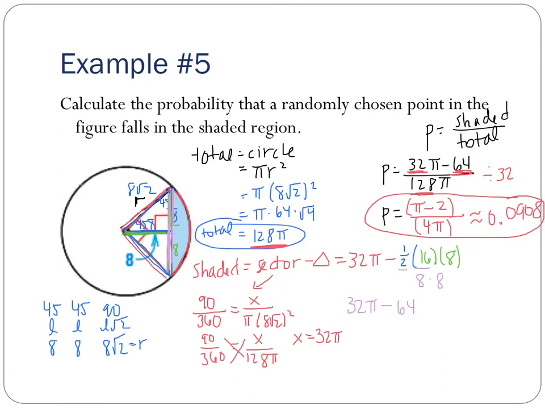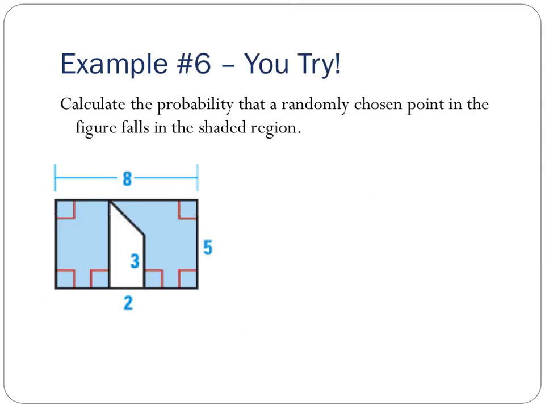Now, I know this is probably a little overwhelming because we're taking everything that we learned in the area chapter and shoving it into one. But I do have one example that I would like you all to do. Here's the example that you are doing. Calculate the probability that a randomly chosen point in the figure falls in the shaded region. So this is going to take you a few minutes, which is okay. Pause the video and do the best that you can. Good luck.